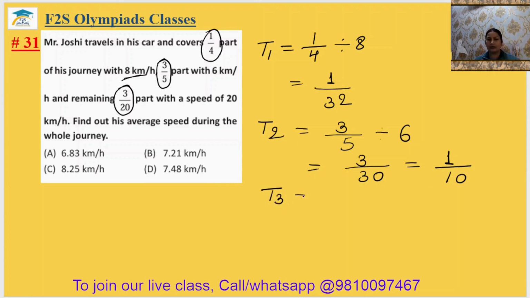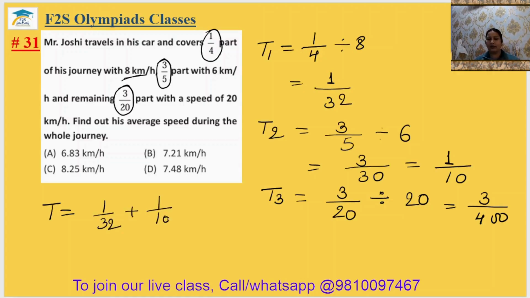And the time taken in the third part, meaning the 3/20 part, will be 3/20 divided by 20 because the speed of the car is 20 only. So it will be 3/400. Total time taken, suppose that is t, will be t1 plus t2 plus t3. So 1 by 32 plus 1 by 10 plus 3 by 400. If you add all of them using fractional addition, you will get 111 upon 800. This is the total time taken.